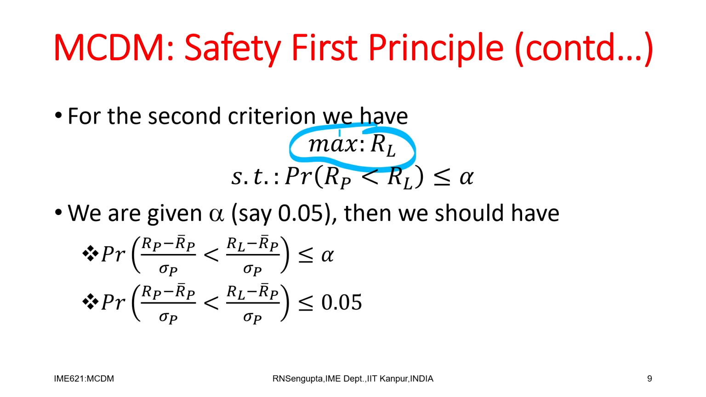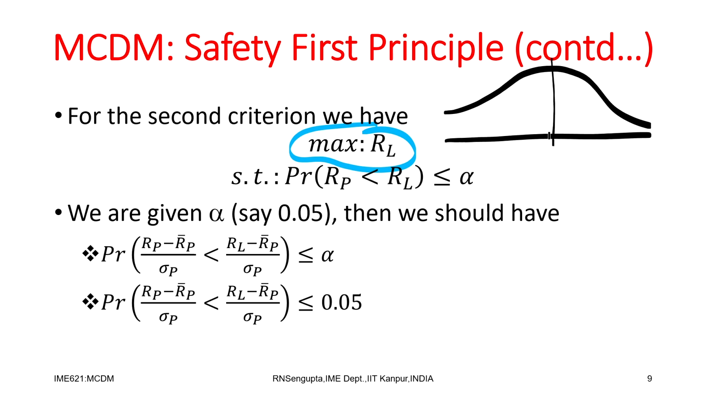Maximization of R L means that if I only consider the distribution, this is R p bar, this was R L, and I want to find out R L and push it onto the left hand side, onto the right hand side.